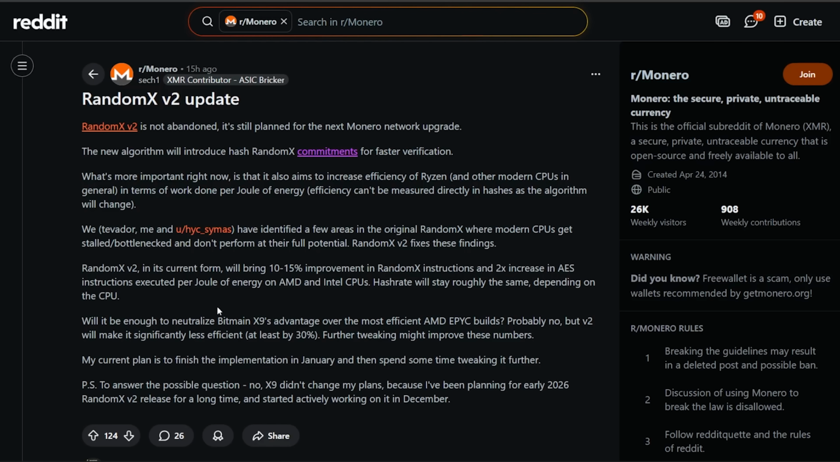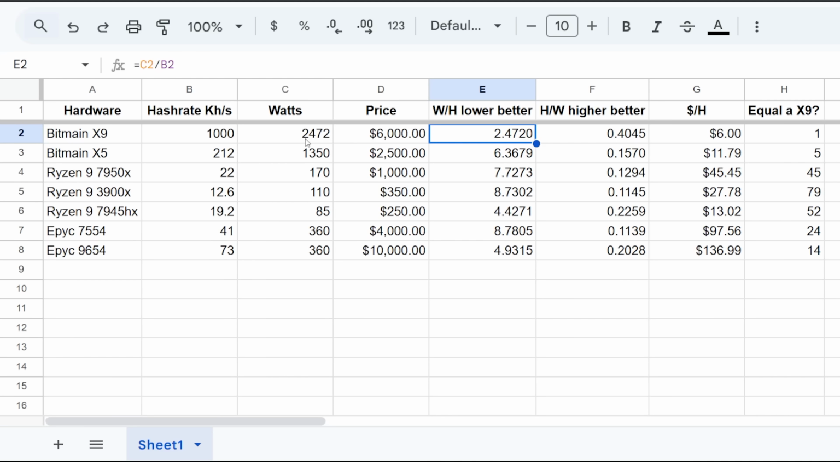Now, actually, one thing, if Mr. Trevador and Sect1, and I think Harry Chu is his name, basically the contributors to the RandomX algorithm, are working on the new V2 and they're claiming that it could be 30% less efficient for the X9, then in my head, does that mean the watt per hash could be 3.2, 3.4-ish? I don't know. That would still be one of the most efficient miners for RandomX, right? Or RandomX V2, that is. So I guess the next best one would be the Ryzen 9.